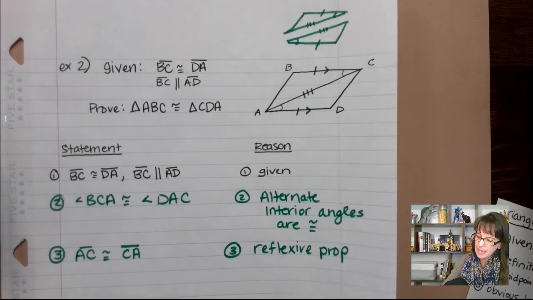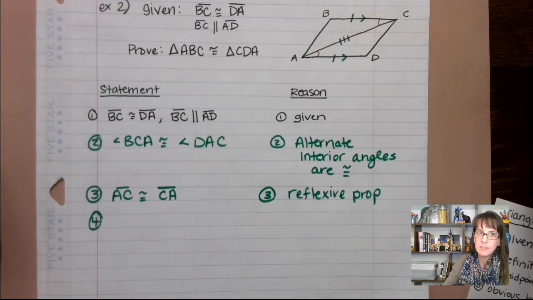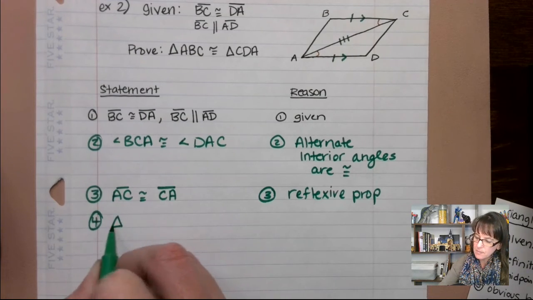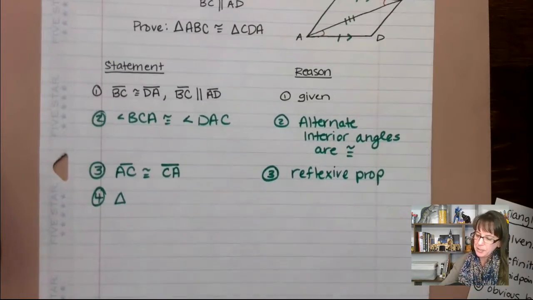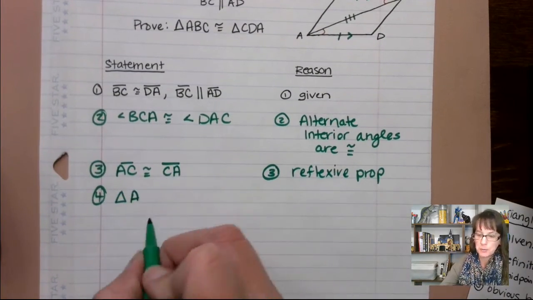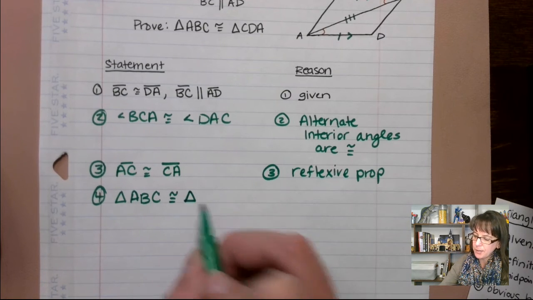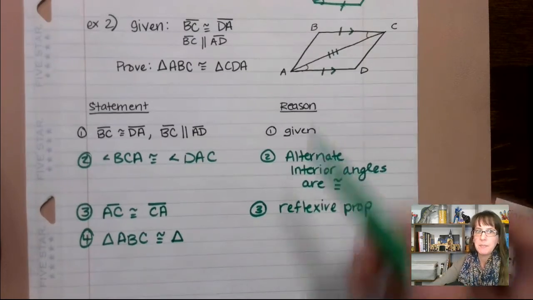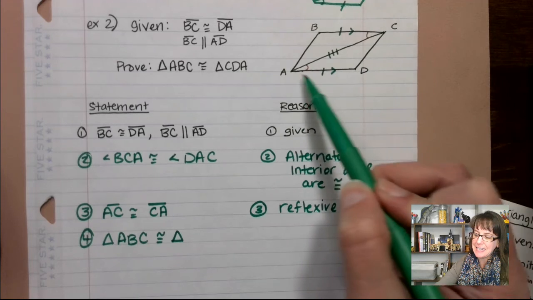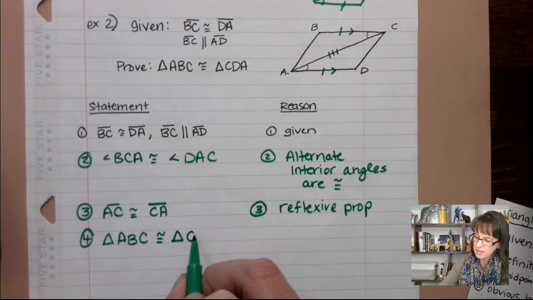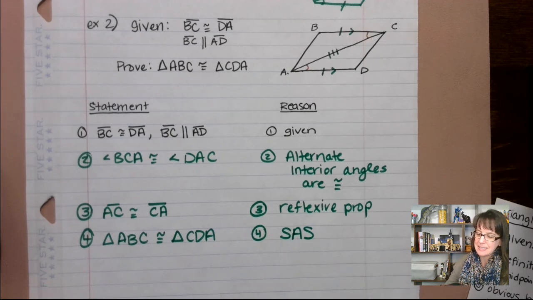If you take a look at one of them, you'd see side, angle, side. So now I can say, number 4, we've got triangle ABC. I try to record these close so that those of you who are on your phone can see it okay. Triangle ABC is congruent to triangle CDA. And sure enough, that is the right congruency statement, and that is because of side angle side.